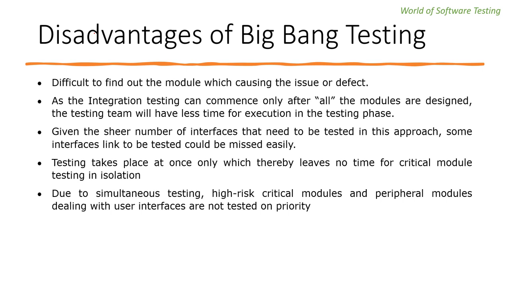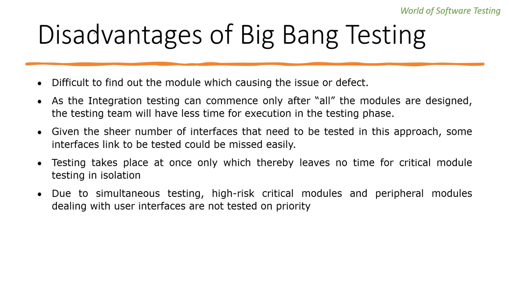Given the sheer number of interfaces that need to be tested in this approach, some interfaces could be missed easily. Then testing takes place all at once, which leaves no time for critical module testing in isolation. Due to simultaneous testing, high-risk critical modules and peripheral modules dealing with user interfaces are not tested on priority. So these are the disadvantages of Big Bang testing.